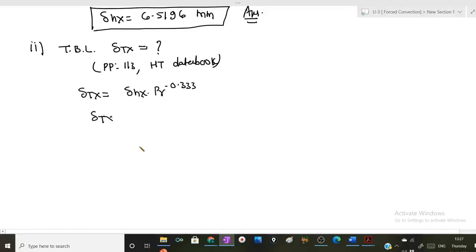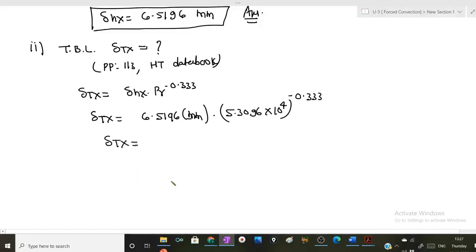So delta Tx will be 6.5196. I am taking its unit in mm, into 5.3096 into 10 to power 4, raised to power minus 0.333. So the value of thermal boundary layer thickness will come out.